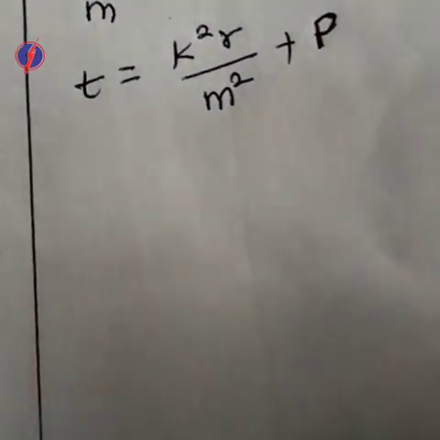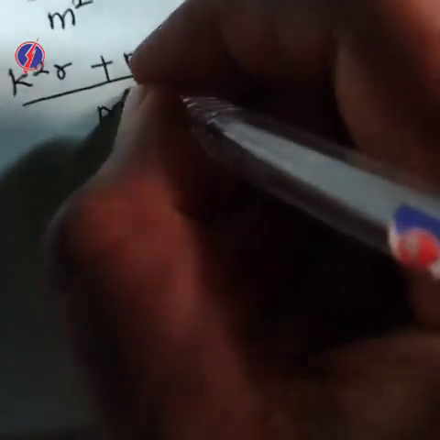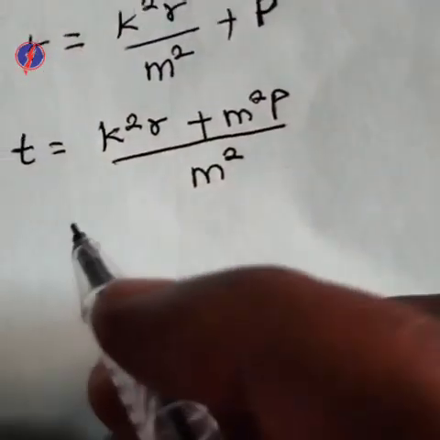Okay, so at some point, if your final answer is this, you are correct. But in the options, they want you to simplify it further. So if you want to simplify that further, you know that just as we have addition with other fractions, we do it like that. So we have k squared r plus m squared p all over m squared. Okay, as your final answer.